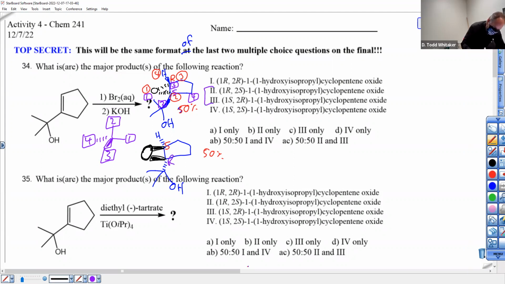So there you go. Correct? Those two? Which choice? 50-50, 2 and 3. There you go.